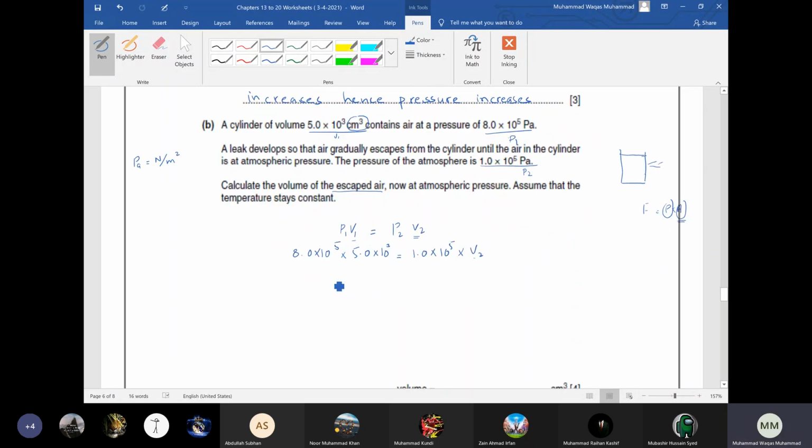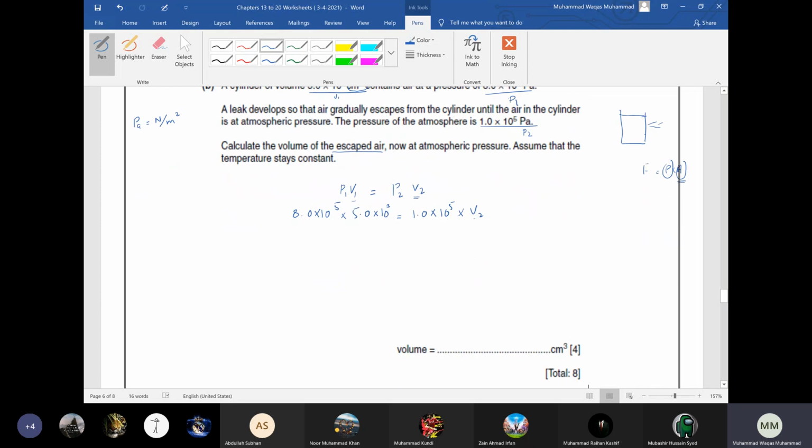So, beta, now we find V2. And now, beta, another important thing. You must understand and you must remember this. This equation, what does it mean? It means, beta, basically, this is a Boyle's law.